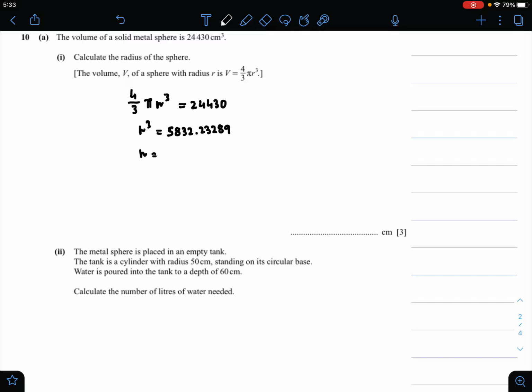So cube root of 5,832.23289 is equal to 18.00023, and since we need to give our answer in 3 significant figures, your final answer would be 18.0 centimeters, and therefore this will be your final answer for part A1. Now let's move to part A2.